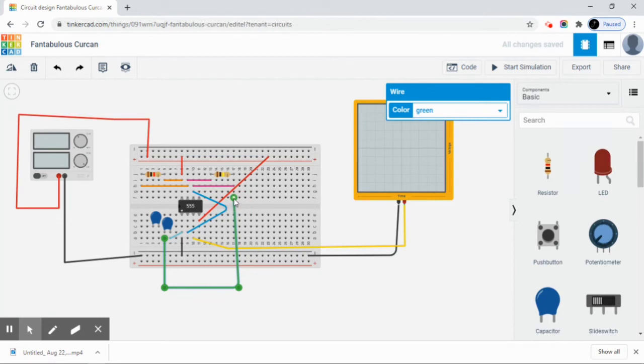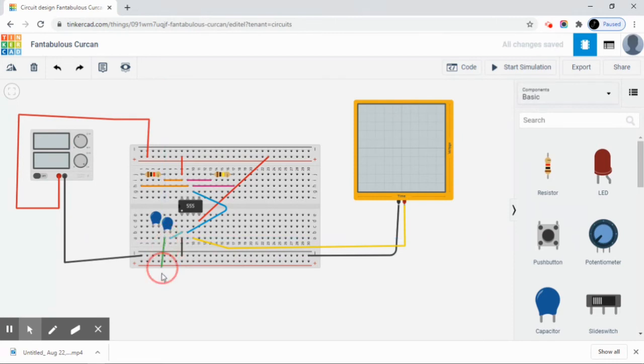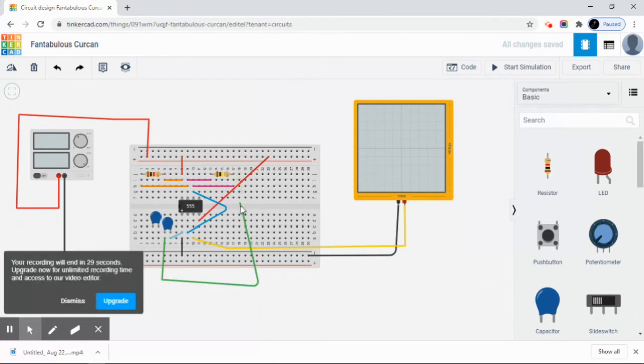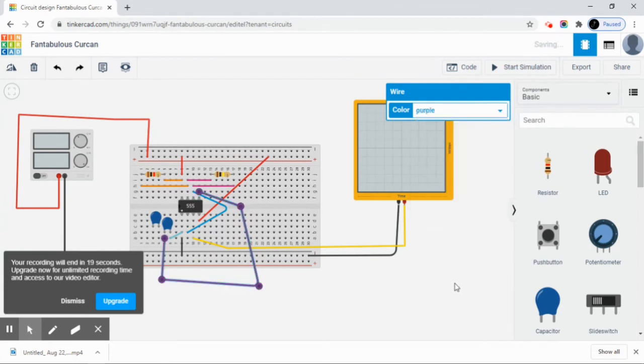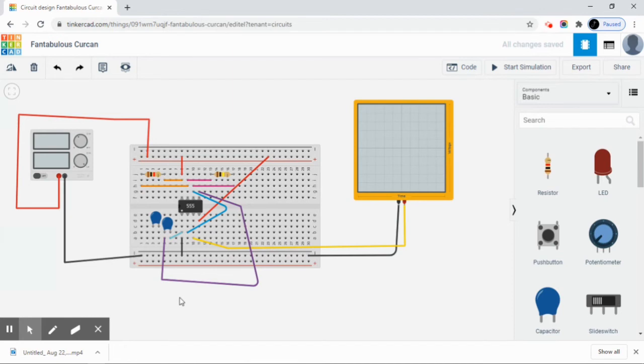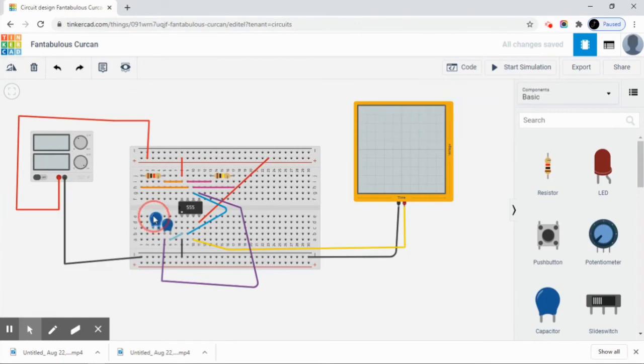Let me delete this. Once again, let us try. Let the color be purple. Okay. So the capacitance in between 1 and 5 is connected. Next, another capacitor is to be connected in between 1 and 2. Let me shift this capacitor here for my convenience.